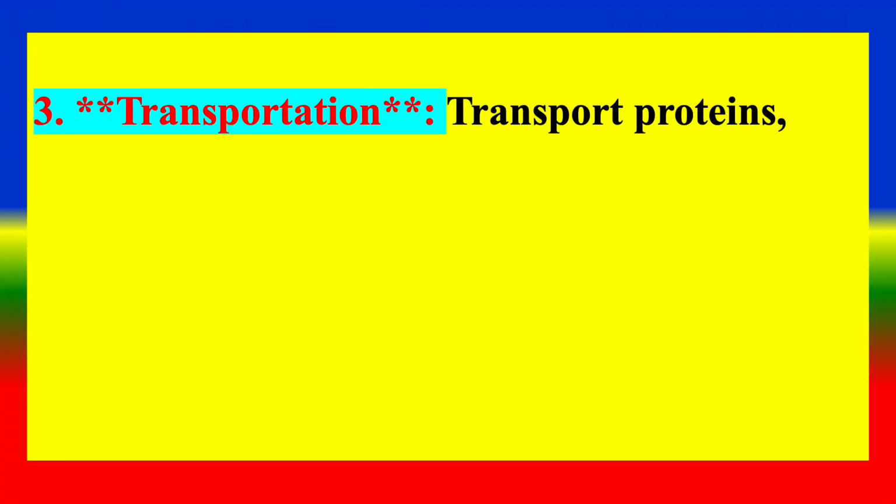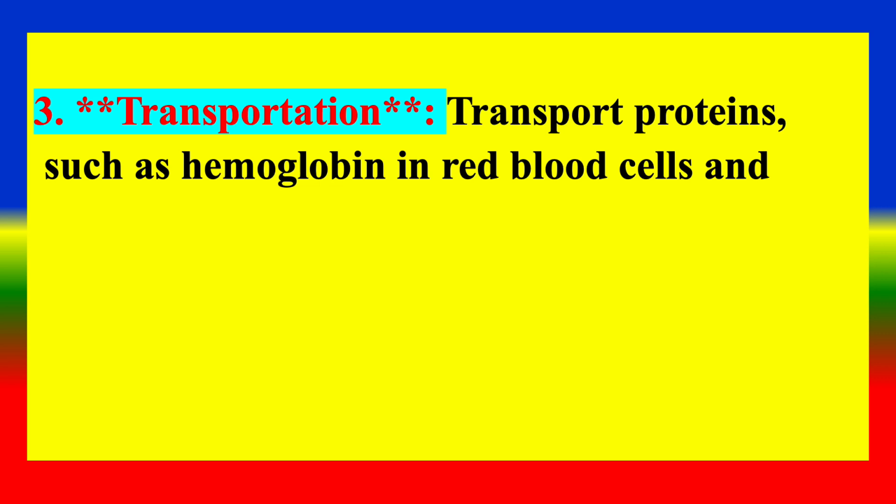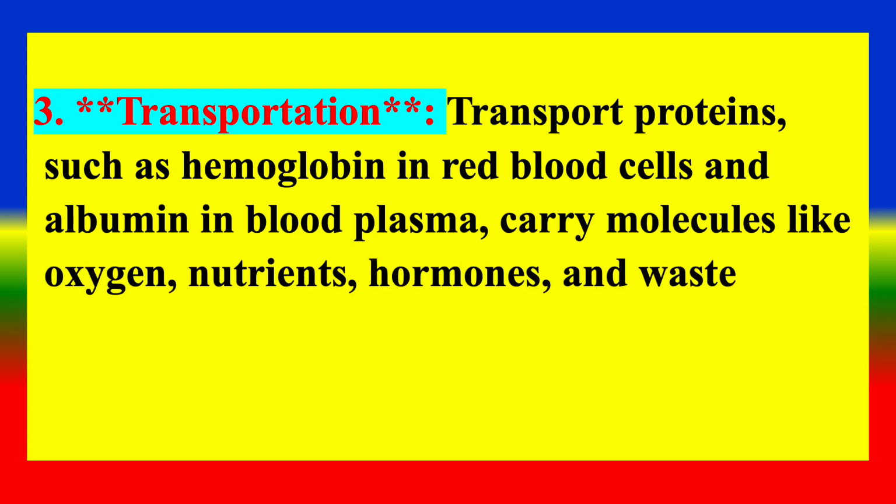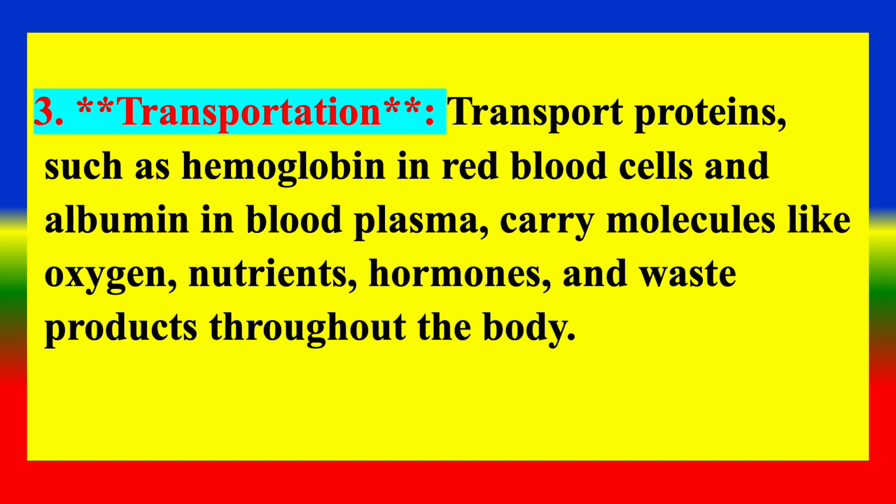Three, transportation. Transport proteins such as hemoglobin in red blood cells and albumin in blood plasma carry molecules like oxygen, nutrients, hormones, and waste products throughout the body.